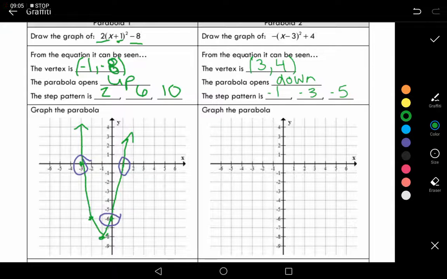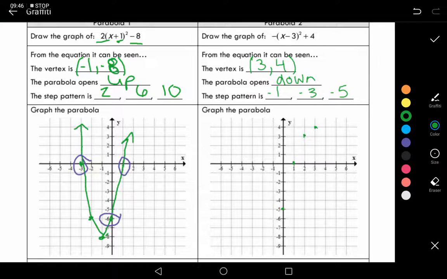Now that we have that information, we are able to graph our parabola. So we're going to start by plotting our vertex. So our vertex was at 3, 4. So right there. Okay, now we're going to use our step pattern to graph our next points. Again, remember the step pattern is always over 1 and then do what it says. Over 1, do what it says. So in this case, we're going down, so we know we're going to have to go over 1, down 1. We can also tell that because there's negatives out front of those numbers, right? So I'm going to go over 1, down 1. From that point, I'm going to go over 1, down 3. And from that point, I'm going to go over 1, down 5.